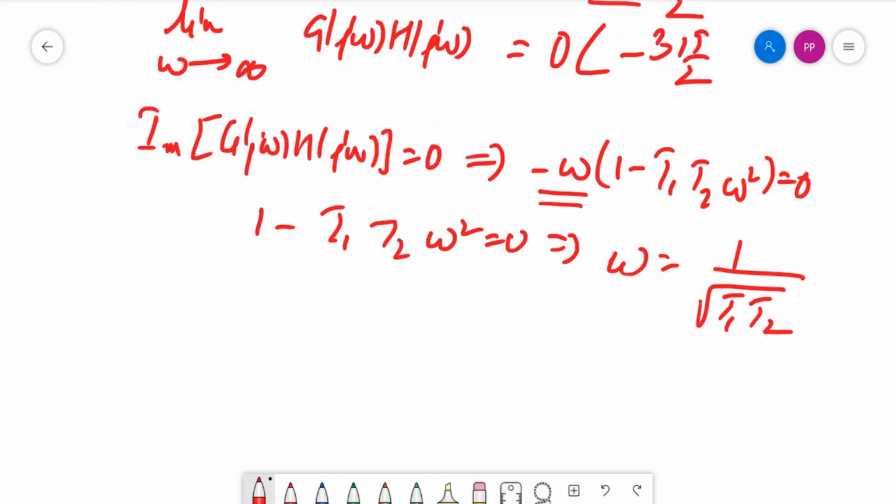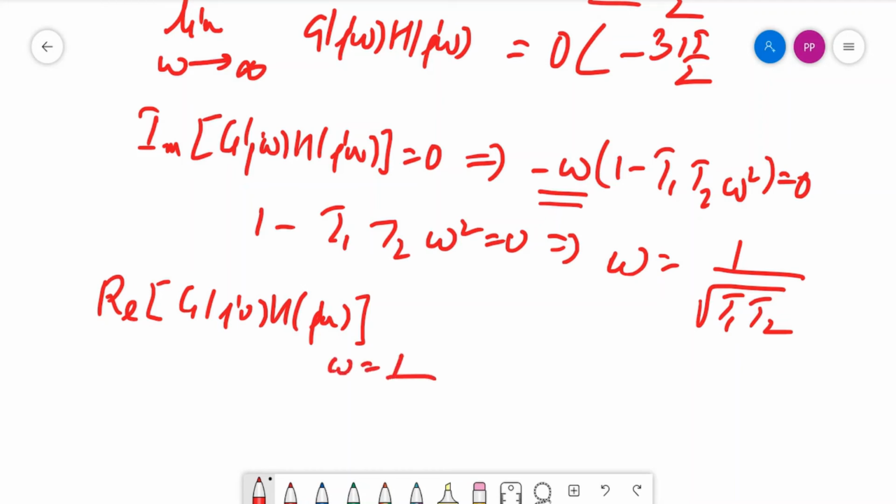For that we can very easily write the real part of G(j omega) H(j omega), assigning omega equal to 1 by square root of tau 1 tau 2. If we assign this and simplify, the imaginary part should be 0 in the expression, and only the real part will have a value. From there you can find out very easily that this is equal to minus k tau 1 tau 2 divided by tau 1 plus tau 2.